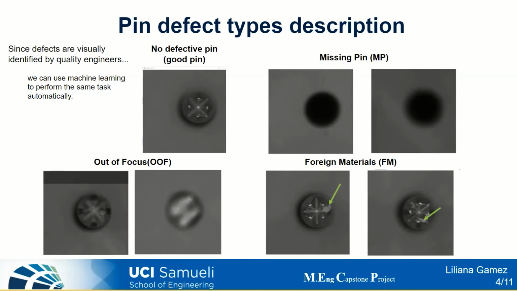However, when there is no pin inside the hole, we call this a missing pin or black hole. Also, when there are external particles or external material over the pin, we call this foreign material defect type. And when the camera cannot focus well on the pin, we call this out of focus.